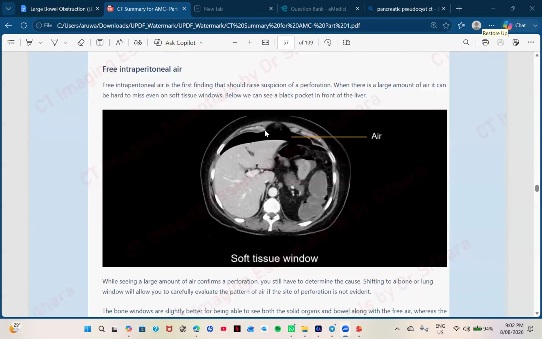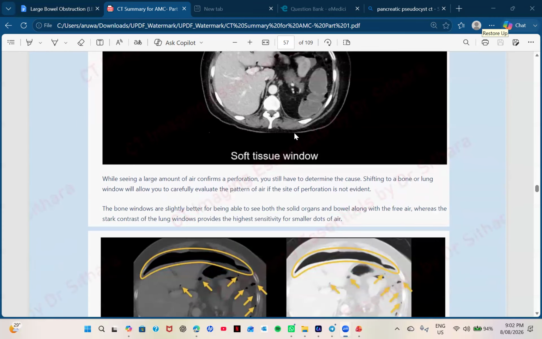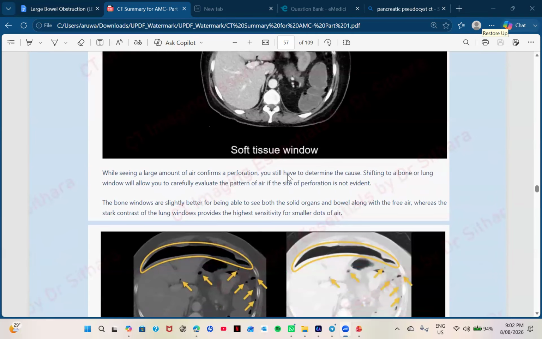Below you can see the black pocket here. Black pocket. Can you see the air? Right? Air. So intraperitoneal air accumulation, right? While seeing the large amount of air confirms the perforation, you still have to determine the cause.